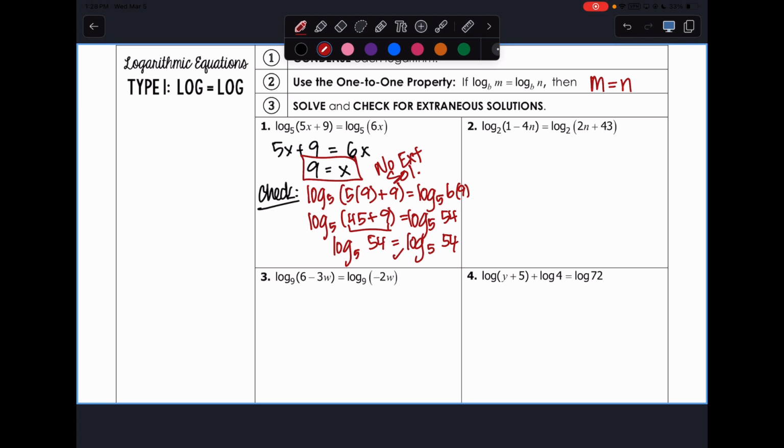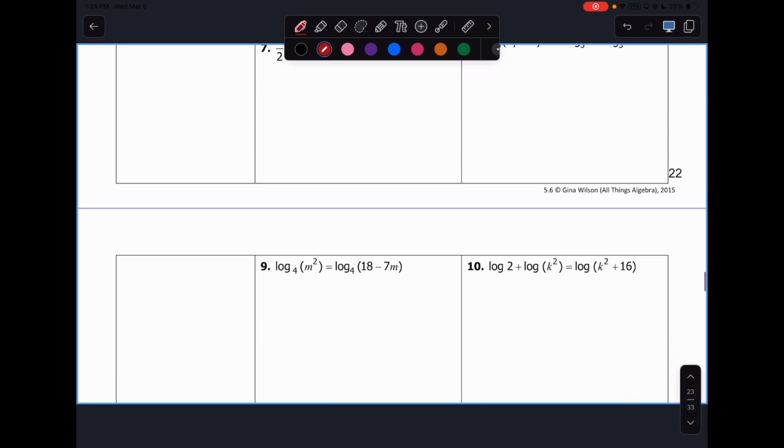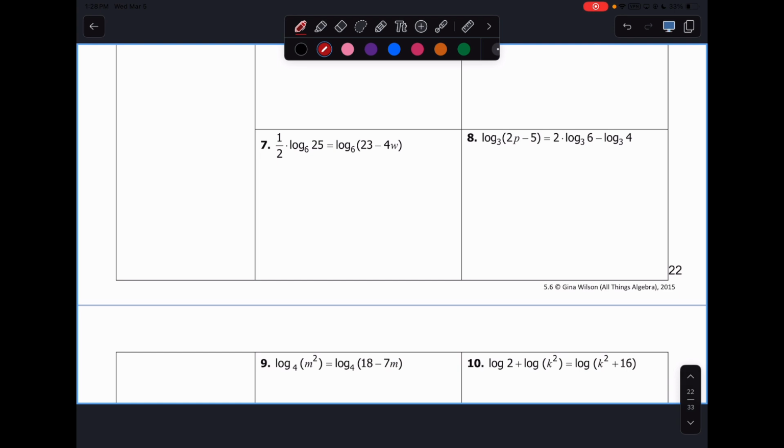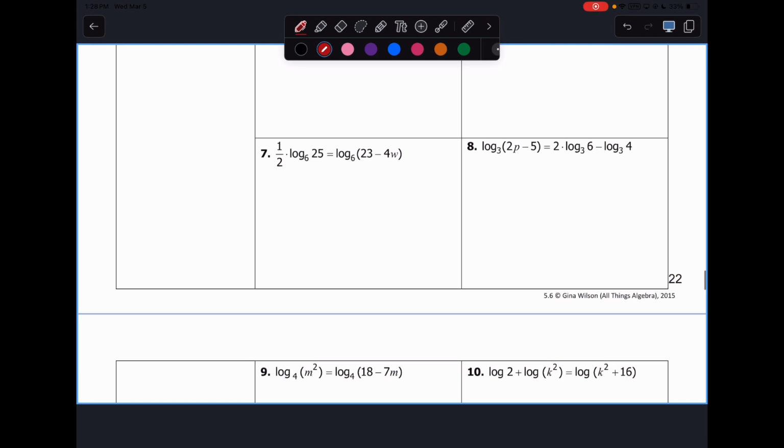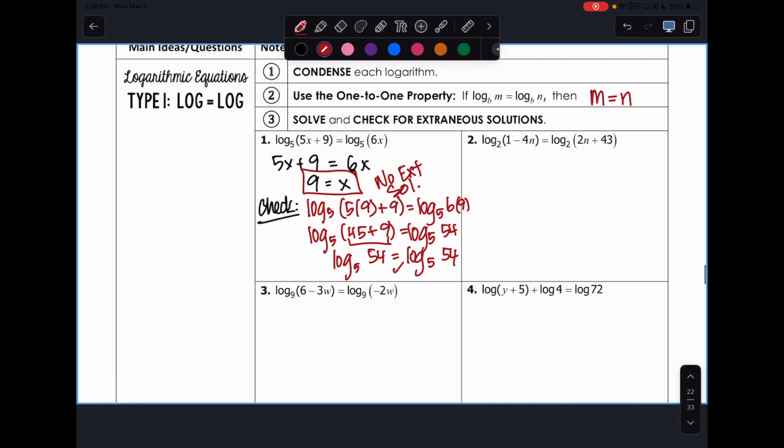When you're doing the check, do you have to put the logs, or could you just do what you did to find the answer and plug it in there? It depends on the question. If it has the same bases, you're totally okay with just checking these. If it was a question like this one, number 8, you might have to work it out. Okay, all right, here we go.